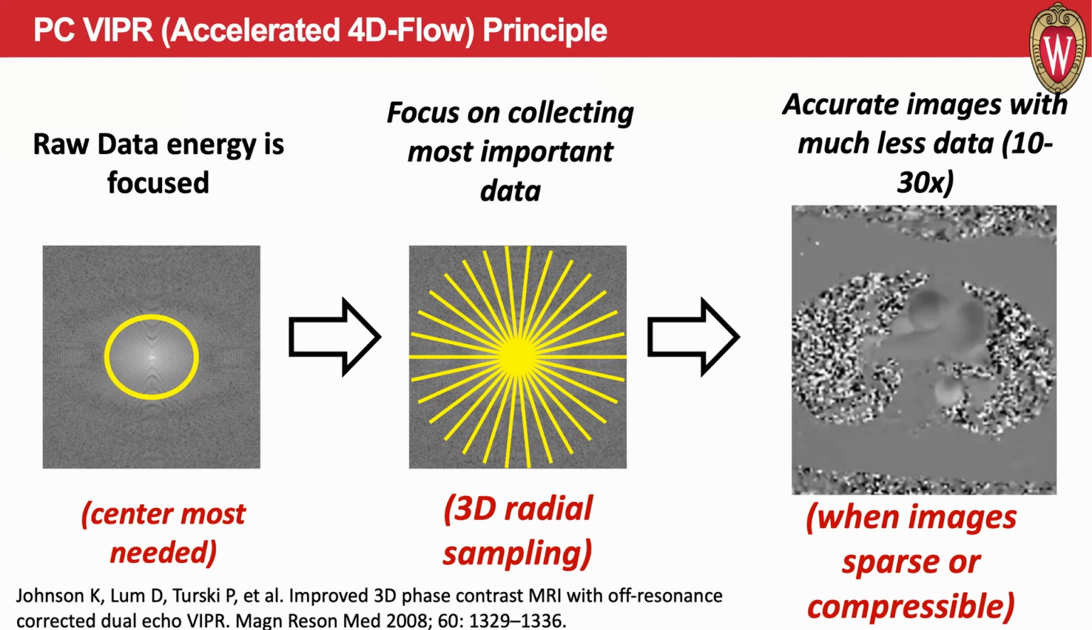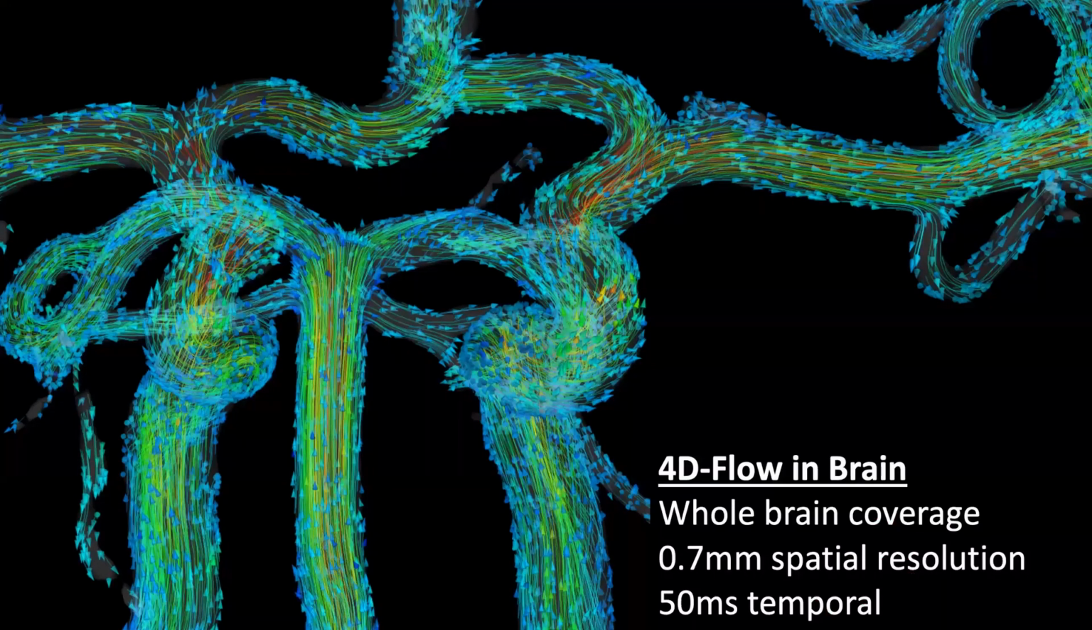So using this approach, we can acquire 4D-Flow MRI scans at 3 Tesla with whole brain coverage, 0.7 millimeter isotropic spatial resolution, and roughly 50 milliseconds temporal resolution, all this in 6 minutes. And this type of acquisition is robust to motion artifacts because of the short echo times, and also the undersampling artifacts are relatively benign. And here you can see an example of velocity streamlines along the circle of Willis.